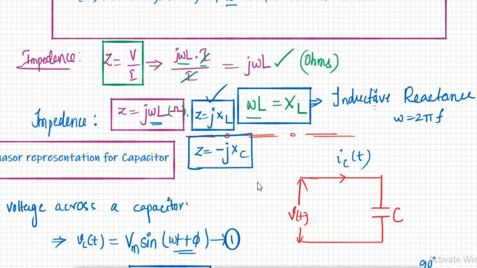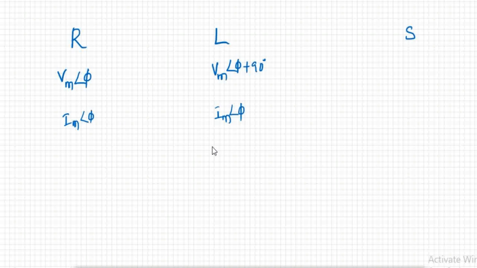So this is about phasor representation of RLC components. For resistive components, the voltage and current phasors are in phase. So they have Vm at an angle of pi, and the current is also at an angle of pi. But for an inductive circuit, the voltage is leading, that is it has Vm at an angle of pi plus 90, which is leading the current Im at an angle of pi. So here the voltage is leading with respect to current by an angle of 90 degrees.